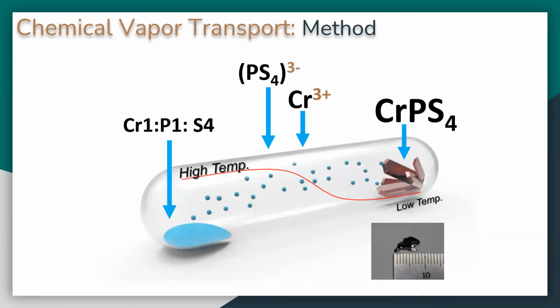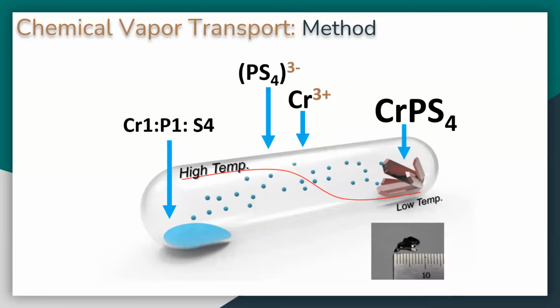All right, let's move on to the main topic of this presentation, the process of production for chromium thiophosphate. Now that we've covered the bonding process, we can cover how it binds together through the transport method. So chemical vapor transport is a process where the powdered solid is volatilized when in contact with a reactant in a gas phase that acts as the transporting agent.